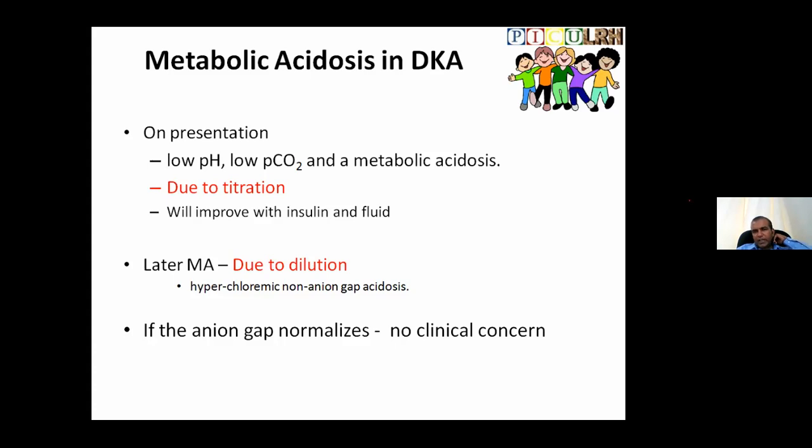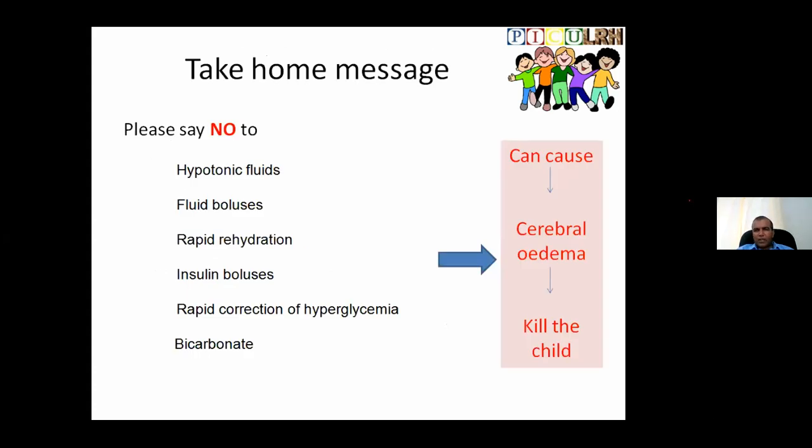So this is again very important. We are getting so many calls saying that we are managing this child with diabetic ketoacidosis. The child is clinically improving, but the acidosis is not improving. So you don't have to worry. There is a reason for that. If you are really worried, do a chloride level. That shows that it's a hyperchloremic metabolic acidosis, and you can calculate the anion gap. If the anion gap is coming down, you don't have to worry. Right, that's all about DKA.